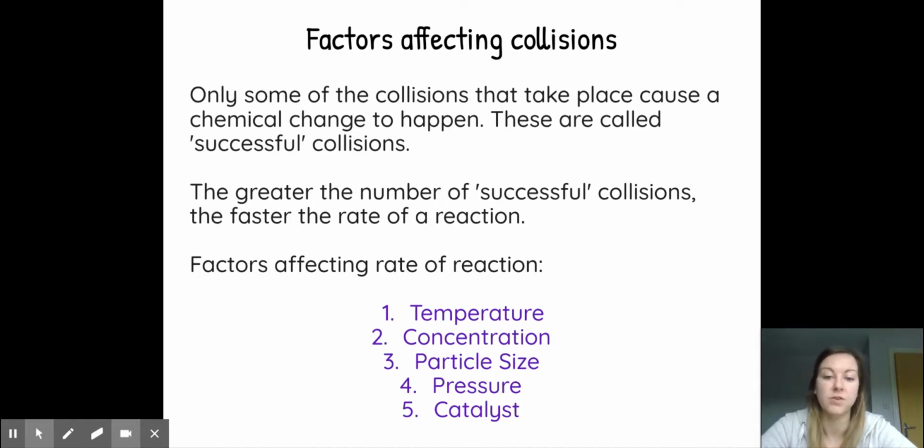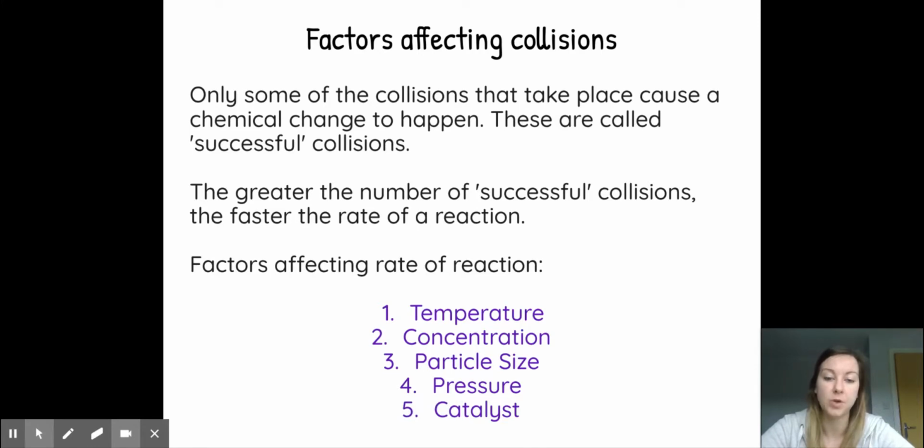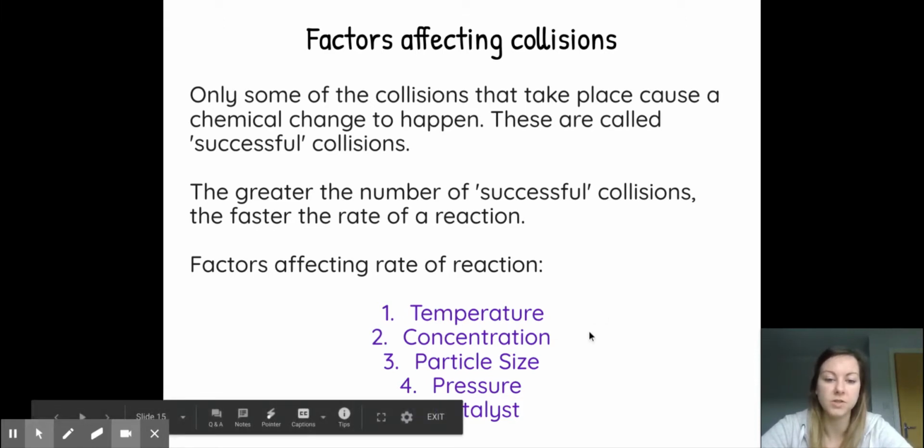Now, factors affecting the rate of reaction we have looked at in detail again throughout multiple courses in chemistry. There is one of these we haven't seen before, which is pressure. But having just completed the equilibrium topic, I'm hoping that we'll have a better understanding of how pressure affects things. So we've got temperature, concentration, particle size, pressure, and the use of a catalyst.